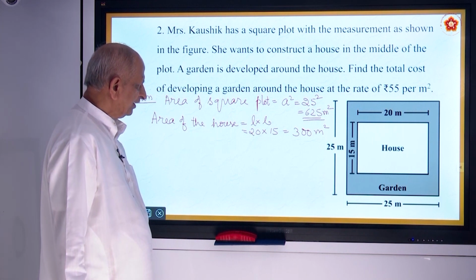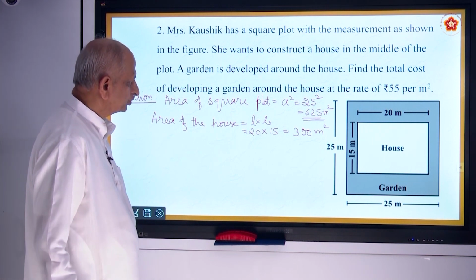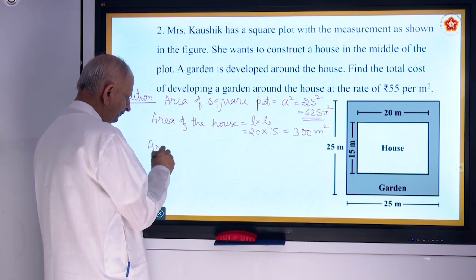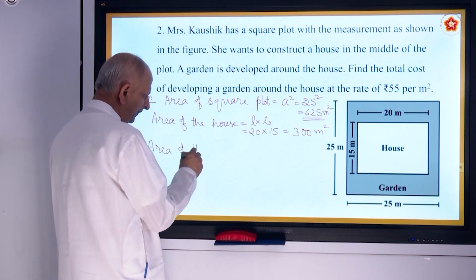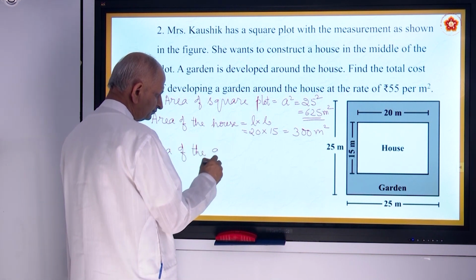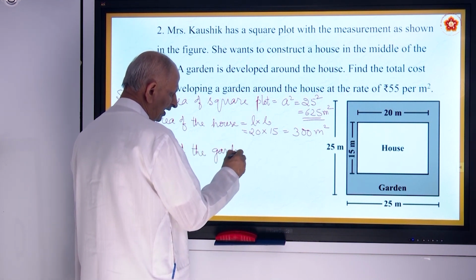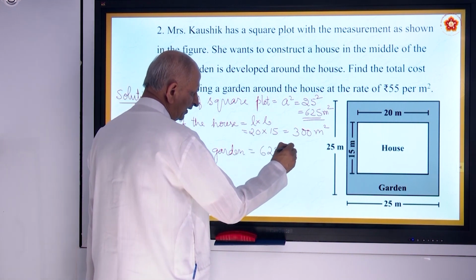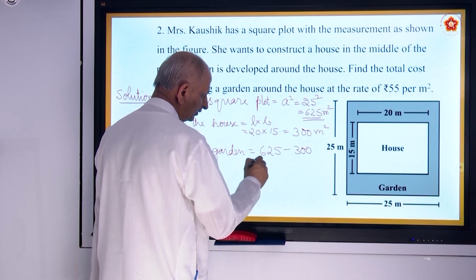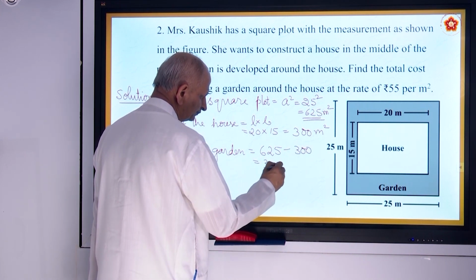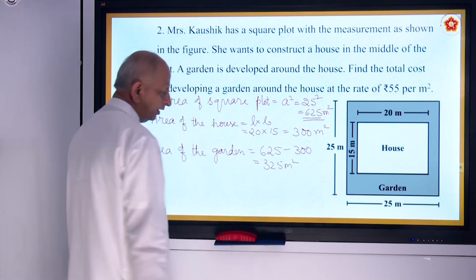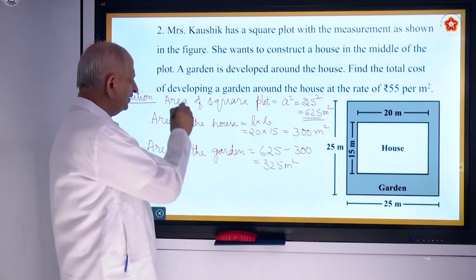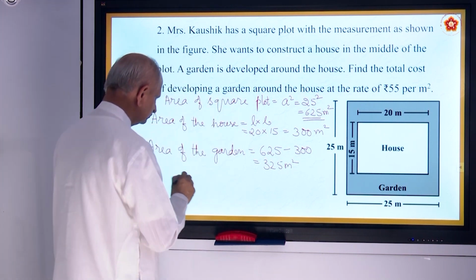Now they are developing a garden. So area of the garden. How to find the area of the garden? Total area minus area of the house, correct? Area of the garden is equal to total area 625 minus house area 300, that is 325. Followed? Noting down? Good.